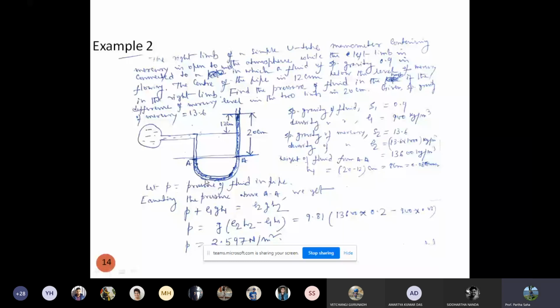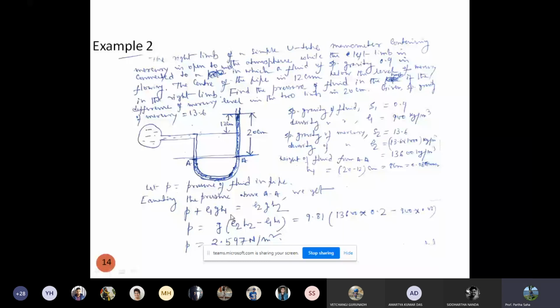Now let P be the pressure of the fluid in the pipe. By the principle of hydrostatic equilibrium, if this is my datum line, which is parallel to the horizontal, the pressure at A and A prime should be the same. So pressure at A is P, that is the bulb pressure, plus ρ1 g H1, and similarly at A prime the pressure is ρ2 g H2. So what will be the pressure at the bulb? ρ2 g H2 minus ρ1 g H1, that is, if you take g common, g times (ρ2 H2 minus ρ1 H1).